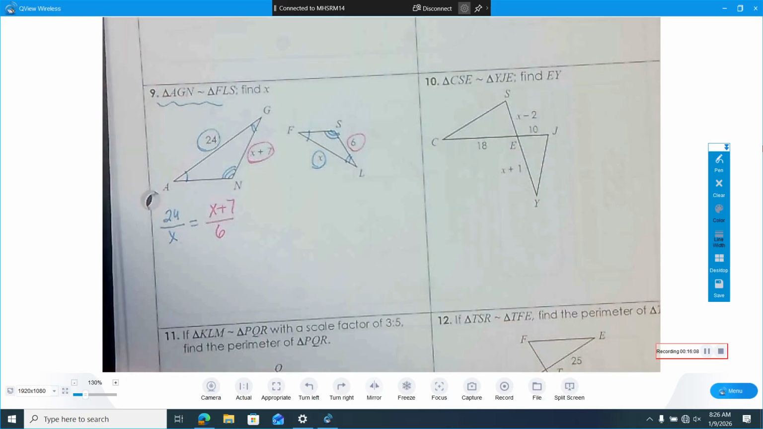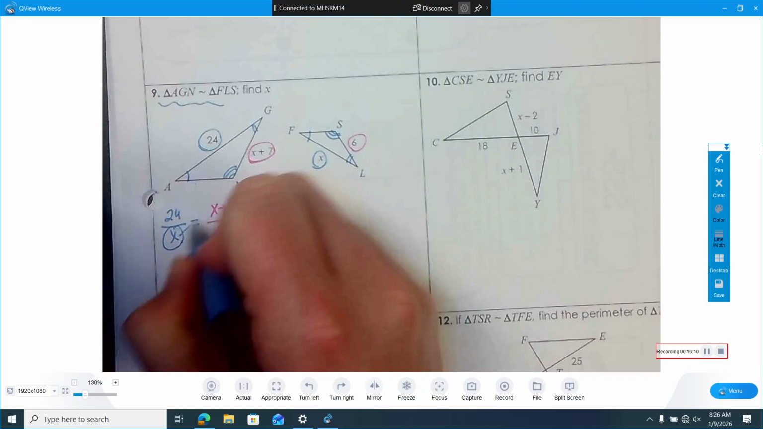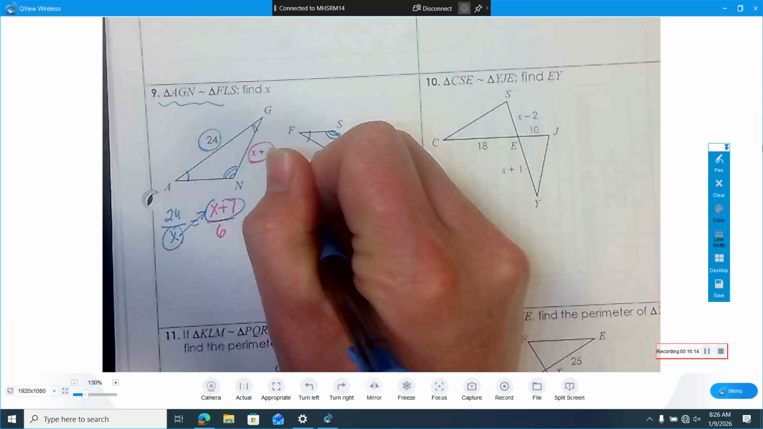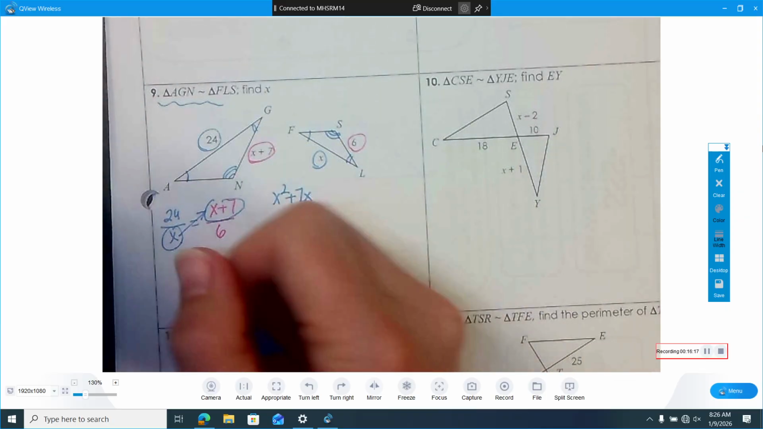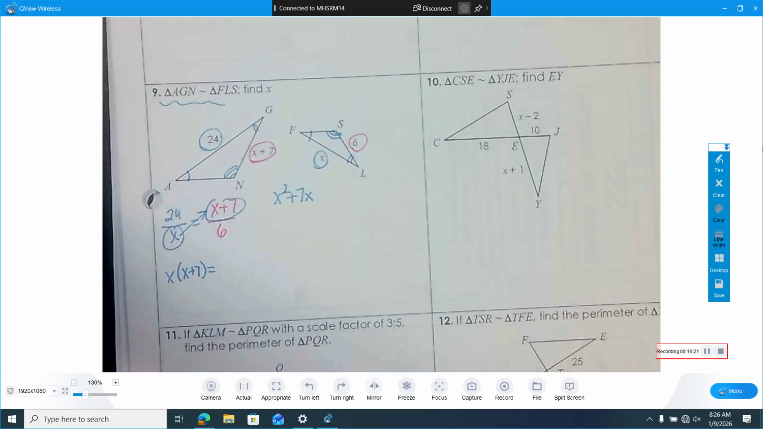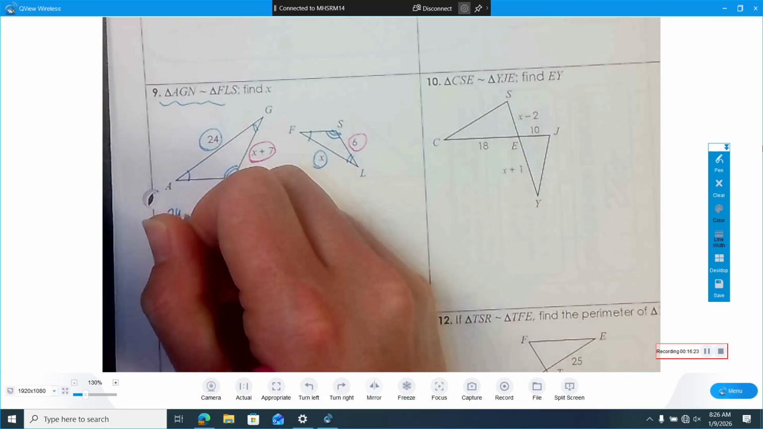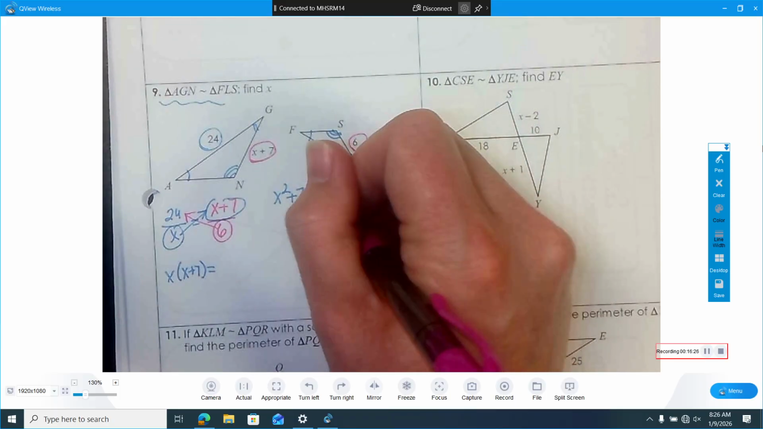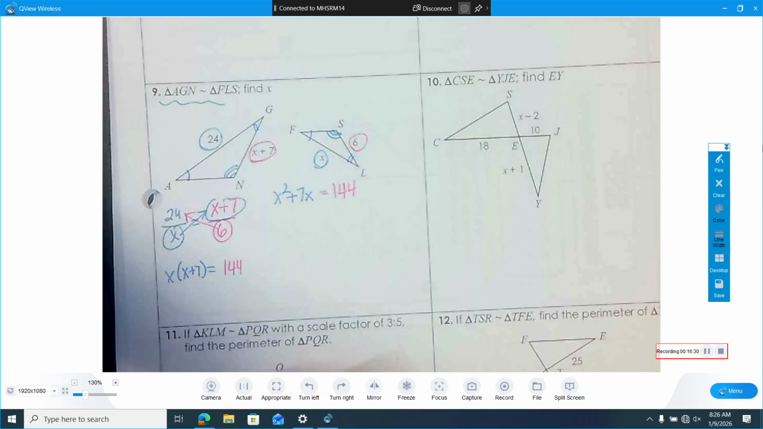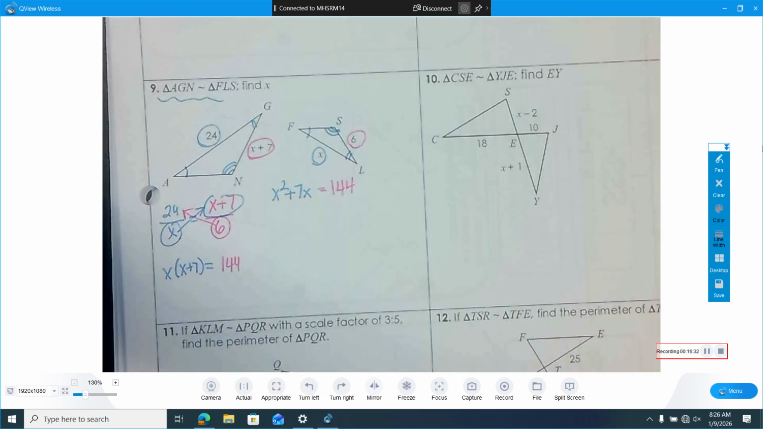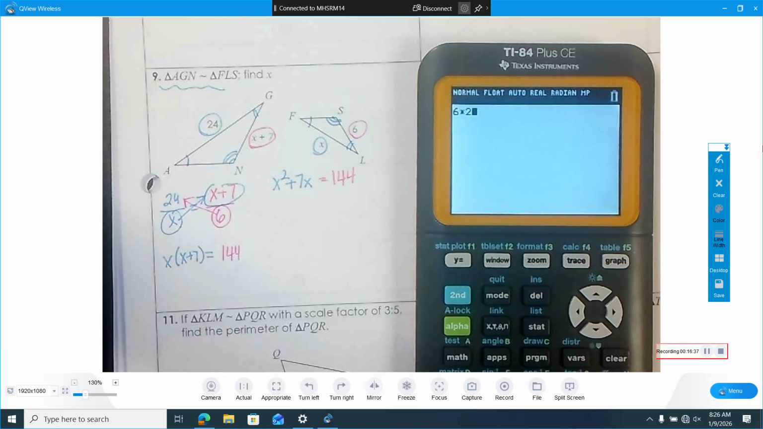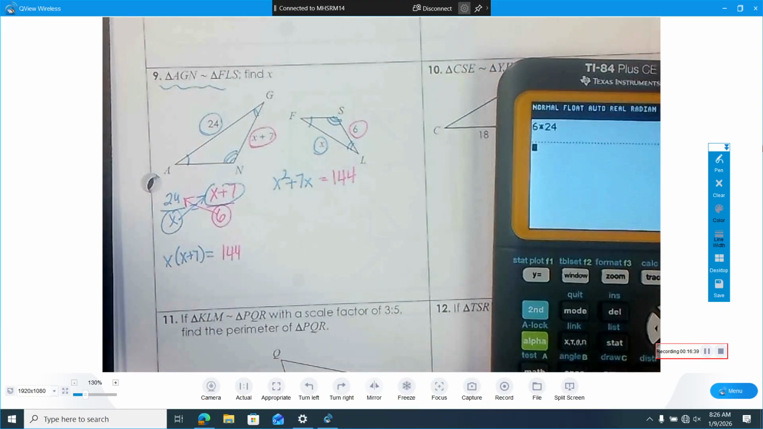All right, we got to cross multiply here. So I have X times the X plus 7. What do we get? X squared plus 7X. It's X times the quantity X plus 7, so do be careful. And then 6 times 24 is 144, I think. All right, 6 times 24 is 144.